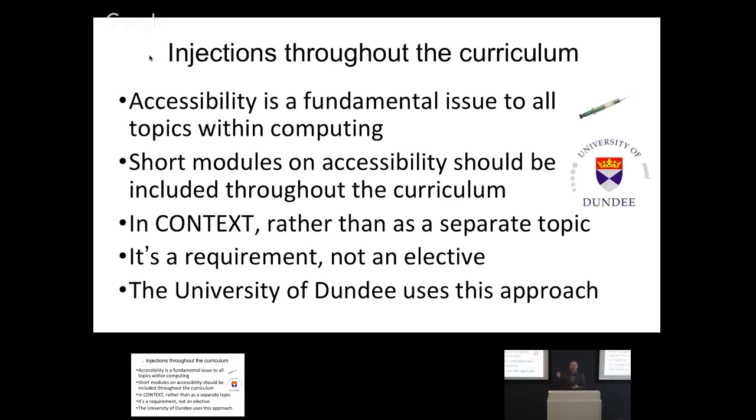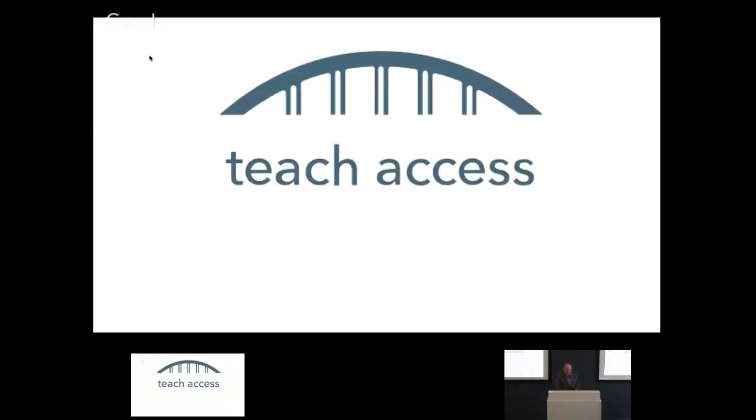The University of Dundee in Scotland is a great example of this. They actually put accessibility in every undergraduate course as a short module. You get to see accessibility in context, right? It's a requirement. Everyone has to learn about it. And it helps students see that you need to include it at all phases. And if you plan ahead, it's not hard. They have speakers from industry talk about the importance of accessibility, right? It's really a good model for other universities.